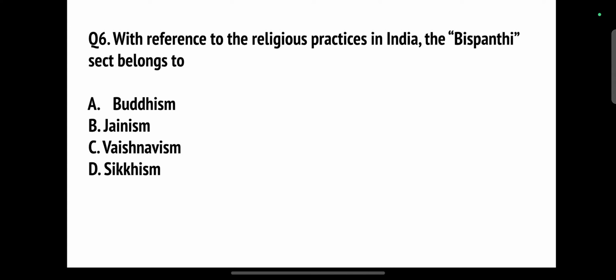Next, with reference to the religious practices in India, the Beespanthi sect belongs to A. Buddhism, B. Jainism, C. Vaishnavism, D. Sikhism.